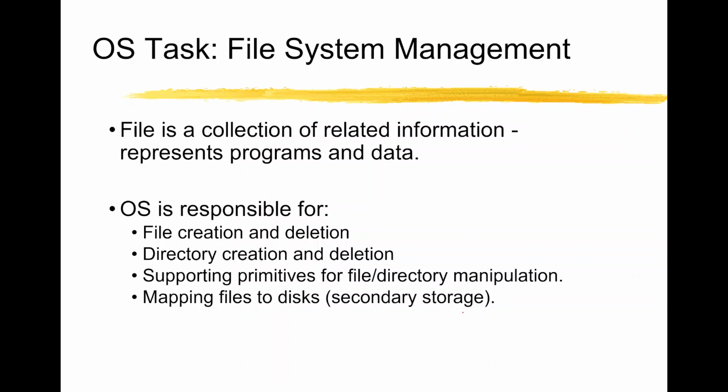Another task of the operating system is the file system. A file is a collection of related information. It represents programs and data. So the operating system is responsible for file creation and deletion, directory creation and deletion, supporting primitives of file and directory manipulation, and mapping files to disk in secondary storage. So the operating system has a lot of work to do.